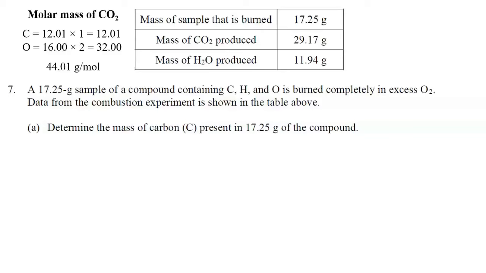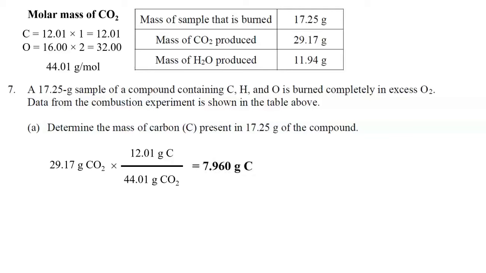And up in the corner of the slide, I've done the molar mass calculation for CO2. So we can go from grams of CO2 to grams of carbon, in that there are 12.01 grams of carbon for every 44.01 grams of CO2. So there is that calculation set up, and we get 7.960. We'll go with 4 significant figures because 29.17 has 4 significant figures, so 7.960 grams of carbon.